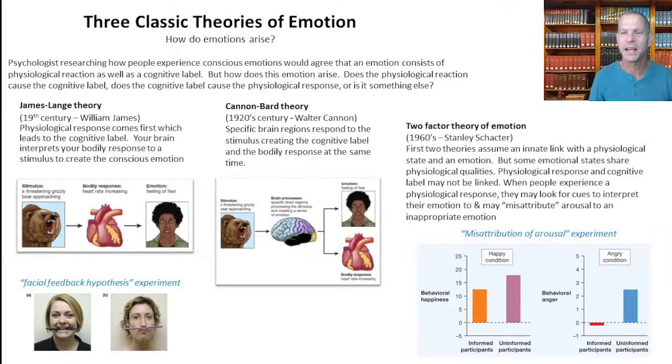It's a pattern of physiological responses, and you learn to interpret those physiological responses. On the other hand, Cannon-Bard theory says that we have the same pattern of physiological responses, but at the same time, we have the same pattern of thoughts. So he argued that the cognitive label and the physiological response came at the same time.